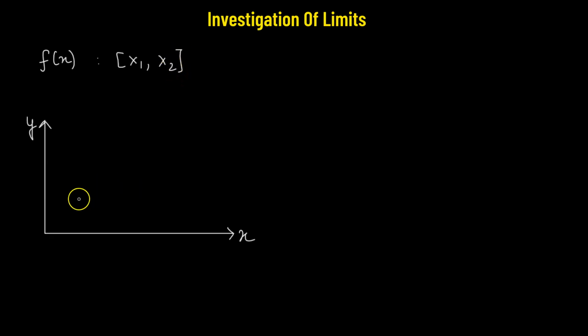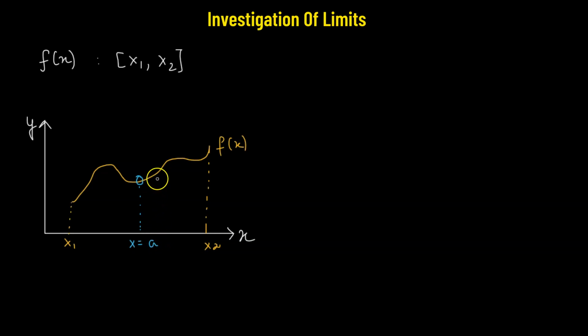Let us suppose that we have a function f of x, and this is defined on some interval x1, x2. Let's look at it graphically. We'll consider a very random function. So this is function f of x. So we are supposing that it's defined on some interval x1 and x2. Now, suppose this particular function, even though it looks very smooth, let's say it is not defined at this particular point, which is x equals a.